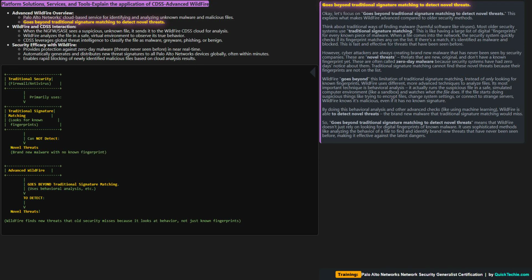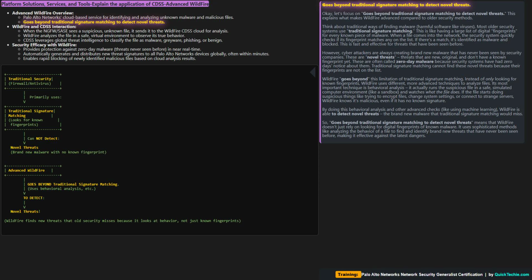does. If the file starts doing suspicious things like trying to encrypt files, change system settings, or connect to strange servers, WildFire knows it's malicious, even if it has no known signature. By doing this behavioral analysis and other advanced checks, like using machine learning, WildFire is able to detect novel threats, the brand new malware that traditional signature matching would miss.